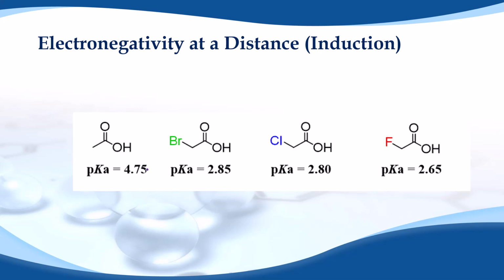Acetic acid has a pKa of 4.75. If we replace one of the hydrogens on the CH3 with a bromine, notice how much stronger an acid it becomes. If we replace bromine with chlorine, it becomes slightly stronger. Replace chlorine with fluorine, and it still becomes slightly stronger. So even at a distance, increasing the electronegativity of the molecule overall can pull electron density away from the oxygen-hydrogen bond, making it much easier to break.